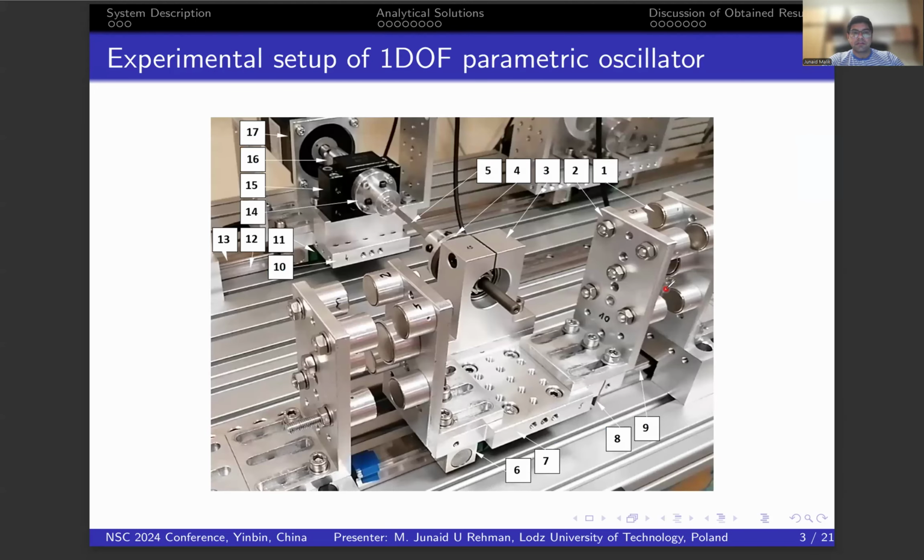Here we have the experimental stand of the 1 degree of freedom parametric oscillator, which is present in our lab. Let me explain this experimental stand. This setup consists of two oscillators 7 and 10 connected by a rotating shaft 5 with a rectangular cross section. In both oscillators, it is possible to measure the displacement along the profile rails 9 and 12.